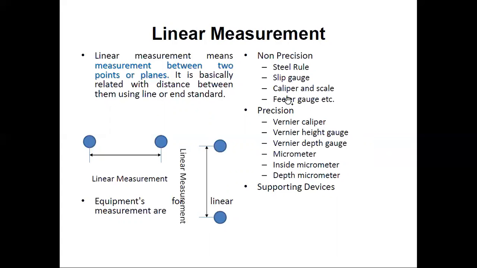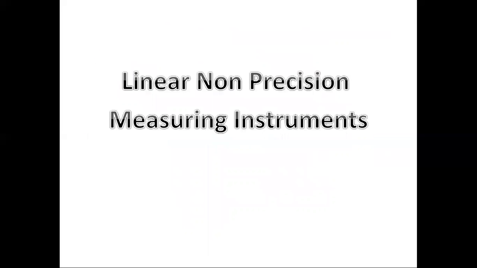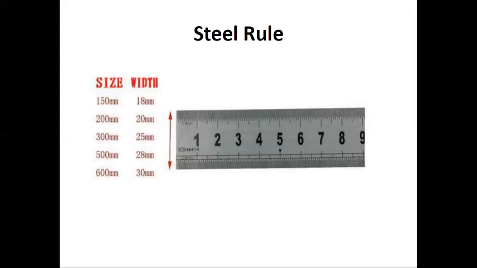So what are all these mentioned devices? We will see one by one. Okay. So, linear non-precision measuring instruments. The first is your steel rule. Steel rule is available in different sizes and widths.